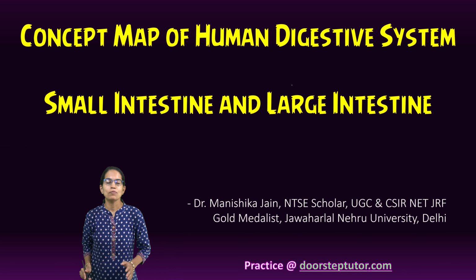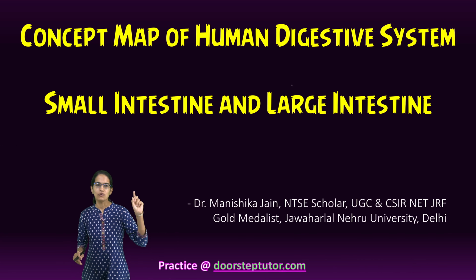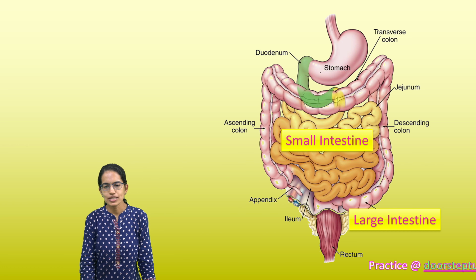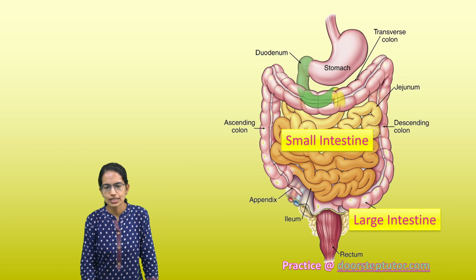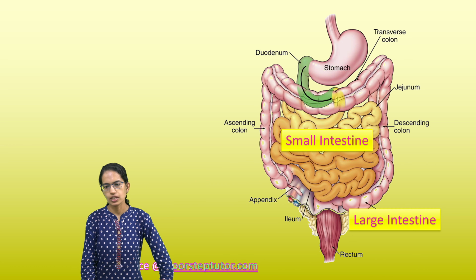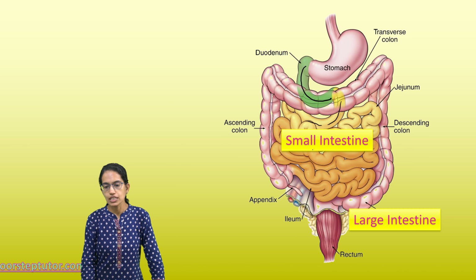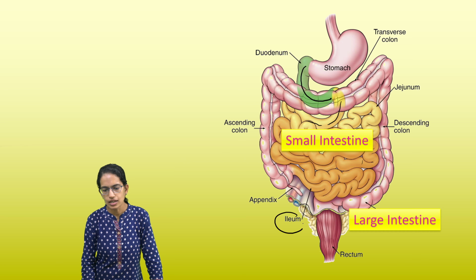In this concept map of the human digestive system, we would focus on the small intestine and large intestine. So as you can see from the stomach, you have the connection which is the duodenum. Duodenum is a C-shaped structure which connects to the next, which is the jejunum, which is light in color, and the final dark in color is the ileum.